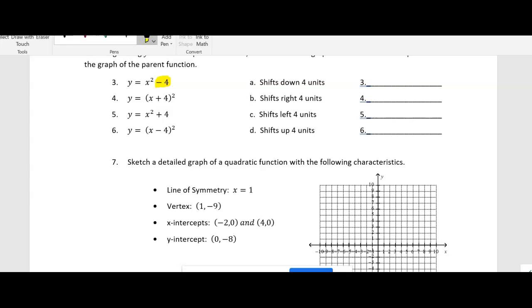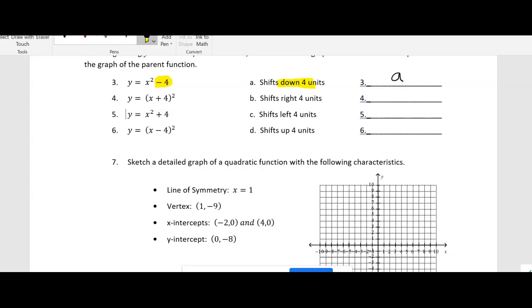what that should have done... I can't really call on anybody because everybody's frozen right now, so I don't know who, if you have a hand up, sorry. A negative 4 right here means we're going to go down 4. So 3 actually matches up with the one directly across from it, which is A. All right.